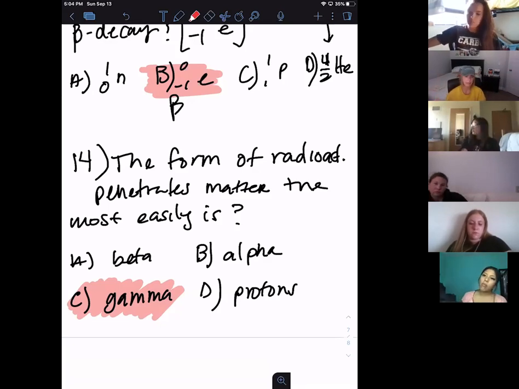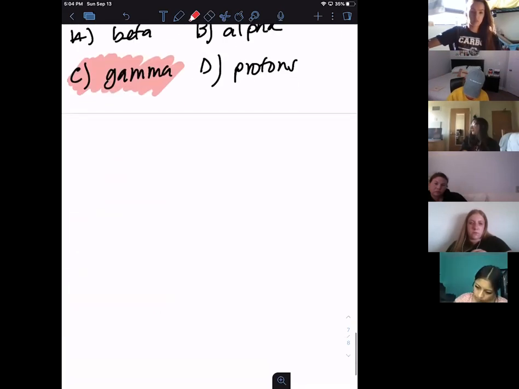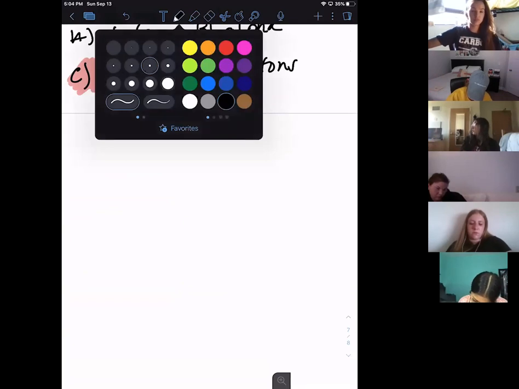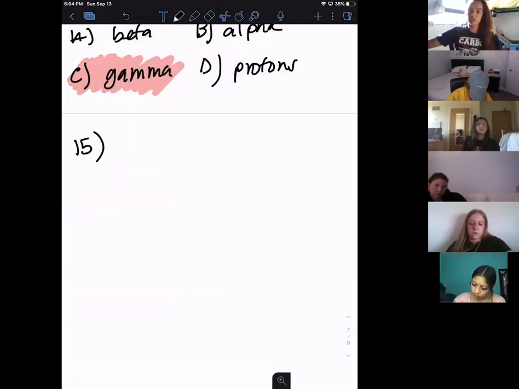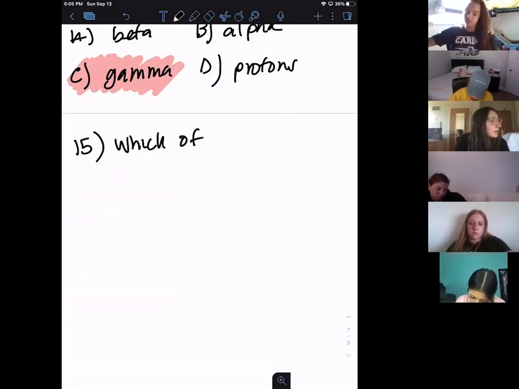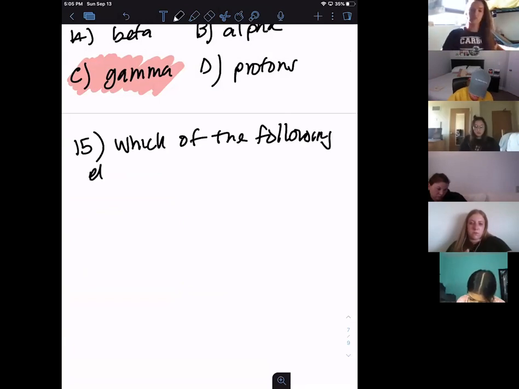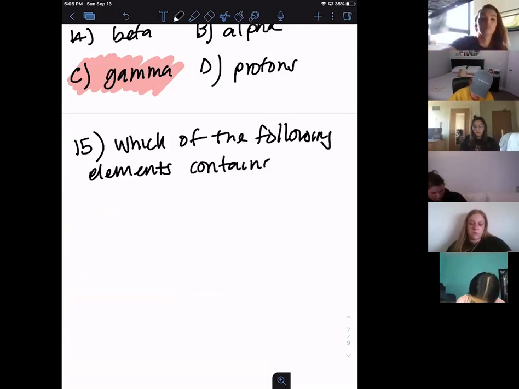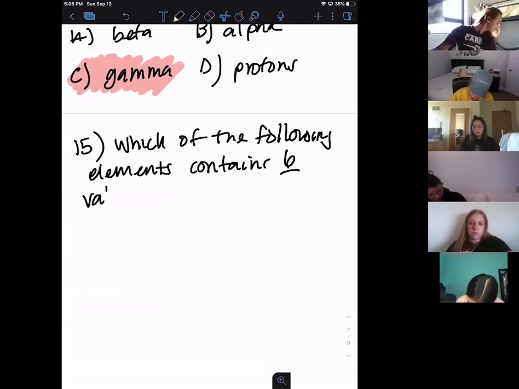There has to be enough. Okay, next question, 15. Oh, dang it. Okay, 15. Which of the following elements contains 6 valence electrons?